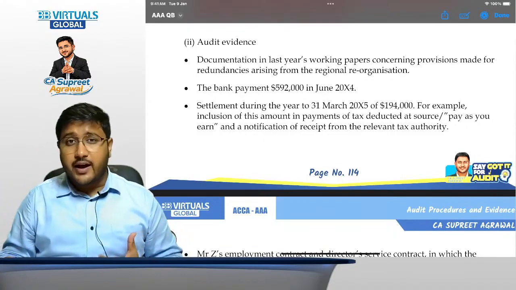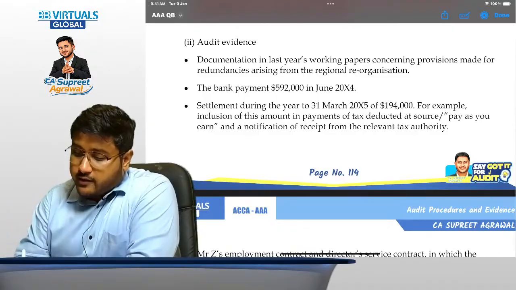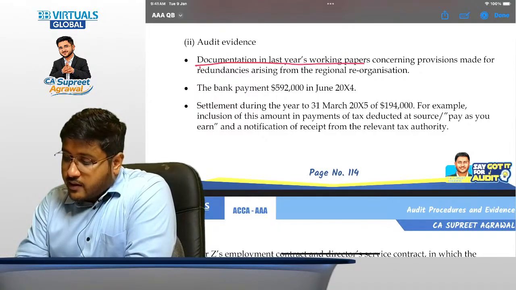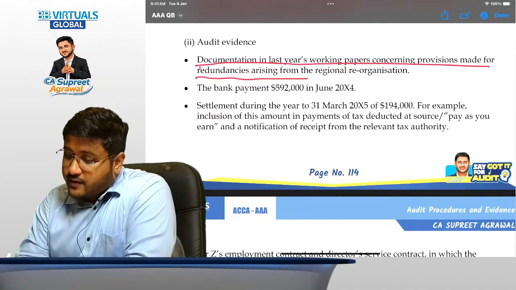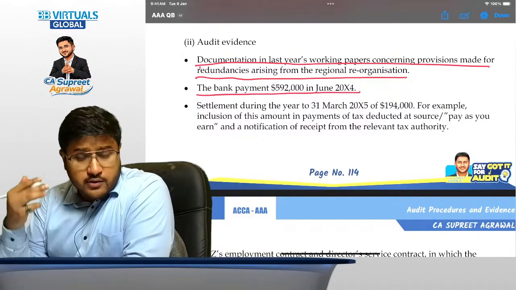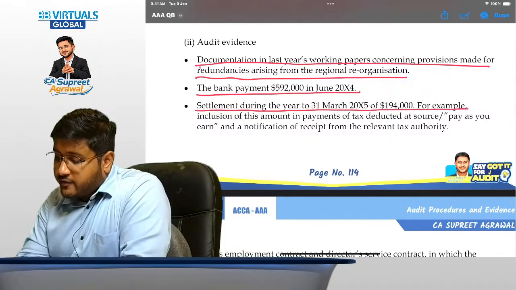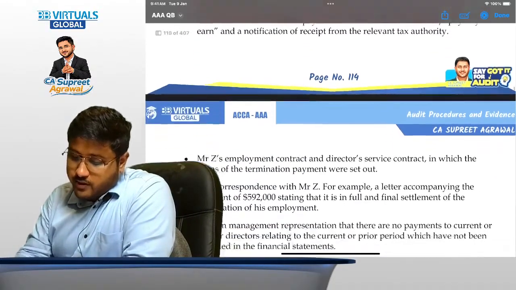In the last lecture, I have particularly told you about how you should draft your answer for audit procedure. Now, audit evidences. Documentation in the last year's working papers concerning provision made for redundancies arising from regional reorganization. The bank payment of $592,000 in June 2024. Settlement during the year to 31st March 2025 of $194,000 should be traced.